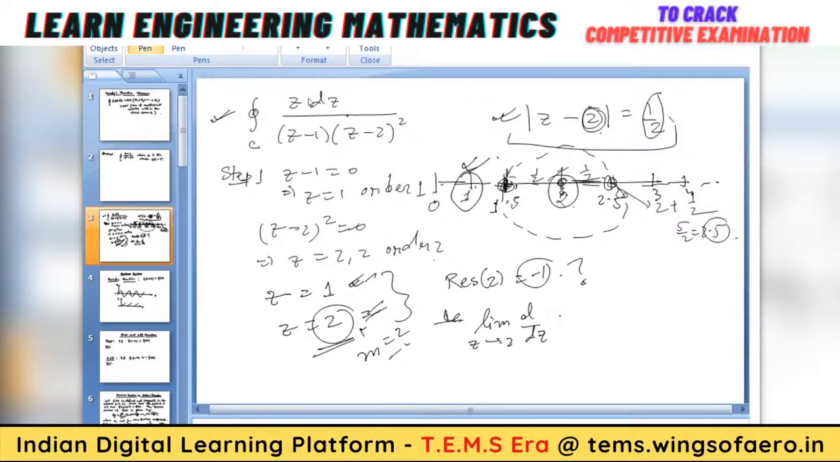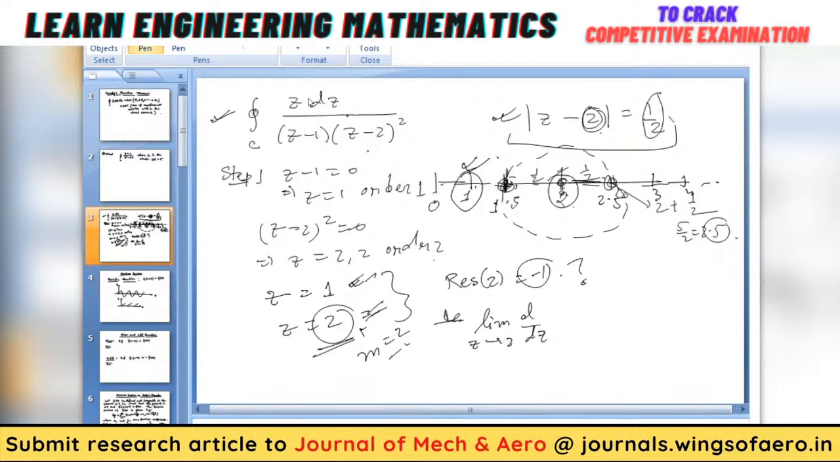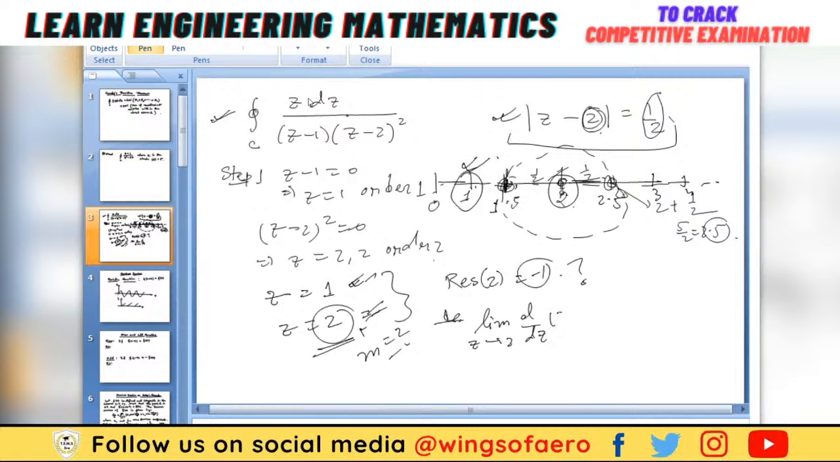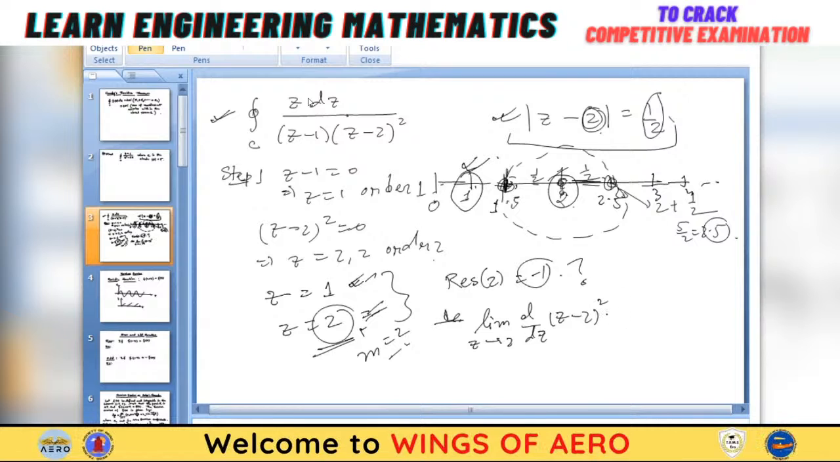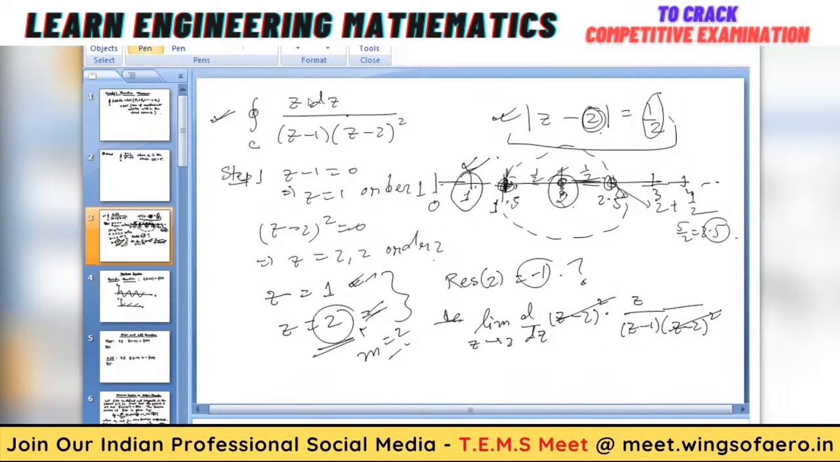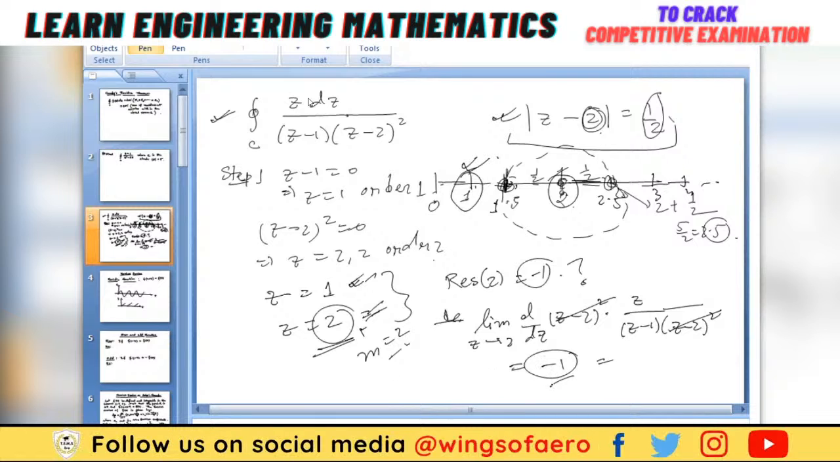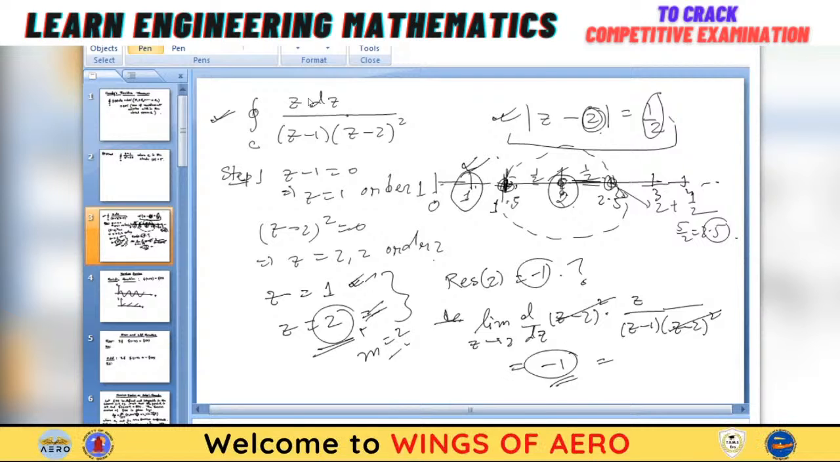So d dz of (z minus 2) whole square, because z minus 1 and z will be nullified, so (z minus 2) whole square, because order 2, into f(z). f(z) is, I'm writing down the whole thing, z by (z minus 1) into (z minus 2) whole square. The (z minus 2) whole square will be nullified, and only z by (z minus 1) remains, which will give you minus 1. This is the residue, and according to the formula 2 pi I into sum of residues, there is only one residue. So 2 pi I into minus 1 will give you the answer. Any doubt?